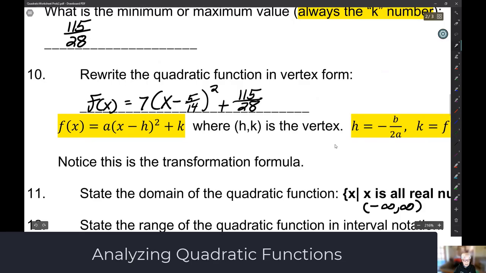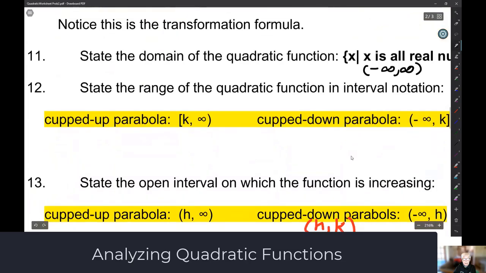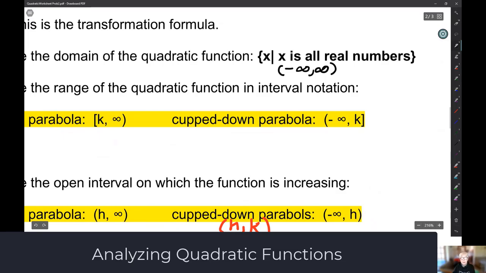Okay, and the domain, it doesn't matter how ugly the equation is or how nice it is, all quadratic functions have domain negative infinity to positive infinity, or x equals all real numbers, or x such that x is all real numbers.